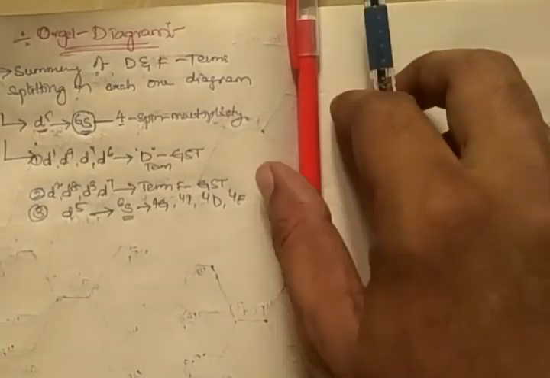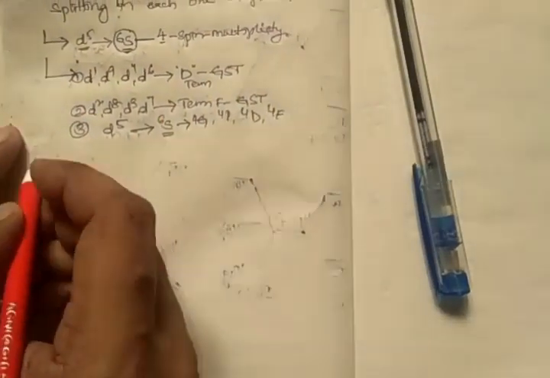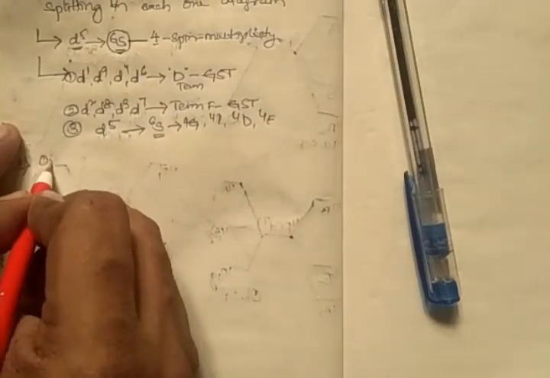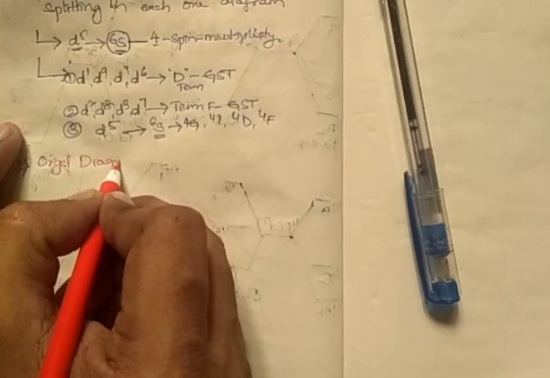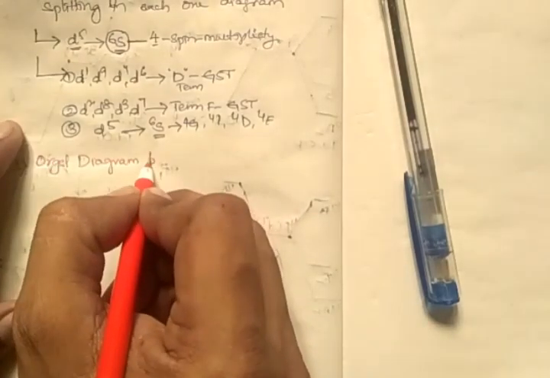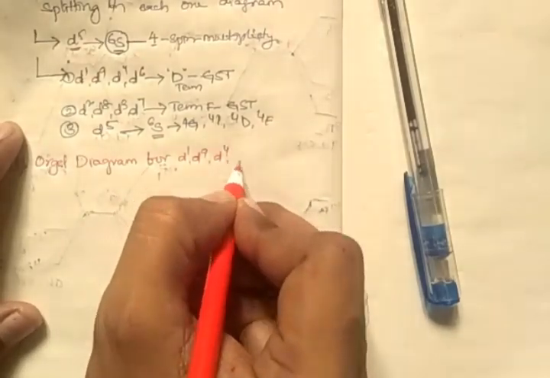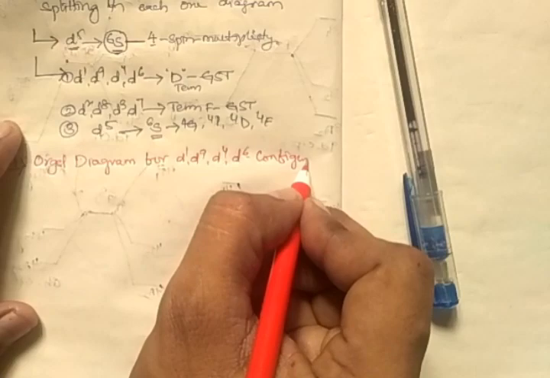So here we start each Orgel diagram. The first one, the Orgel diagram for d1, d9, d4, d6 configurations.